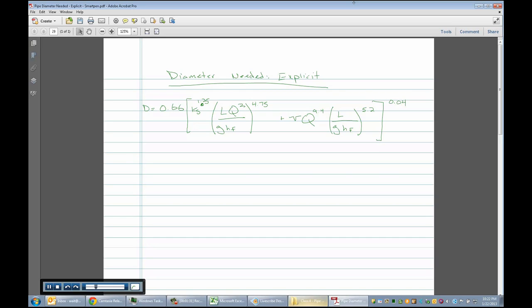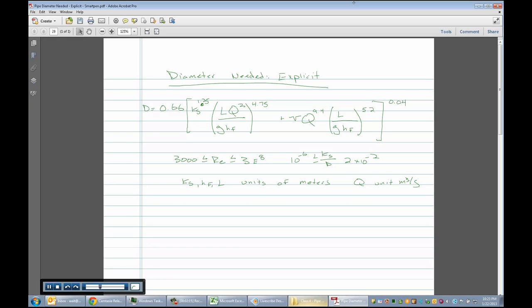The limitations here are that the Reynolds number needs to be between 3,000 and 3 times 10 to the 8th, and K sub S over D should be between 10 to the minus 6th and 2 times 10 to the minus 2. K sub S, h sub f, and L all have units of meters here, and Q has units of cubic meters per second.